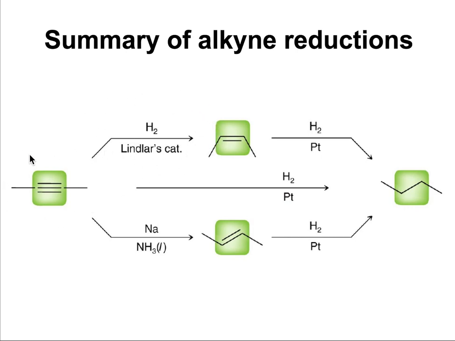And the other option that you have is that if you want to get the trans alkene, just like this one here, you will have to use sodium in ammonia. Remember that this is cis because the two H's are on the same side, and this one here is going to be trans because your H's are on opposite sides. And of course, if you treat either of these alkenes with hydrogen and one of the metals, you will end up at the alkane.